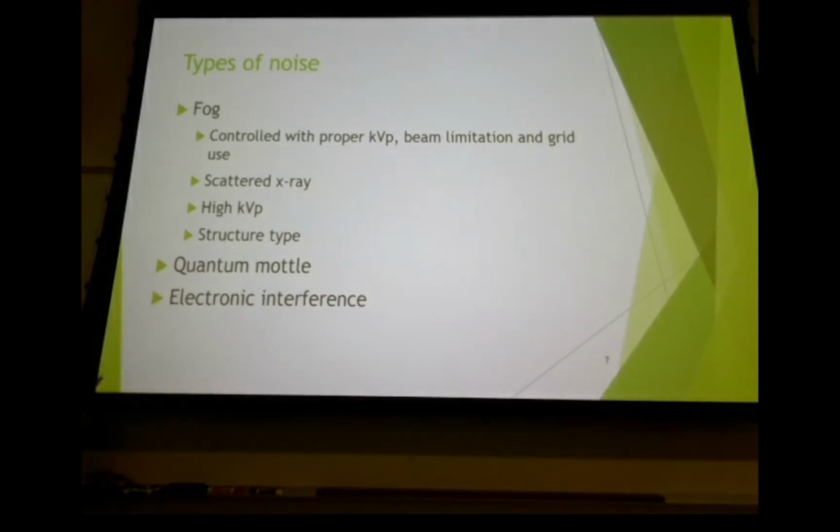Then we've got quantum mottle, and we touched on that in the last section as well. Quantum mottle is just quantum, again, being numbers, and it's a mottled appearance because you don't have enough radiation exposure to the image receptor. We're going to talk about how we can limit quantum mottle. I think it's less of an issue than what it used to be.